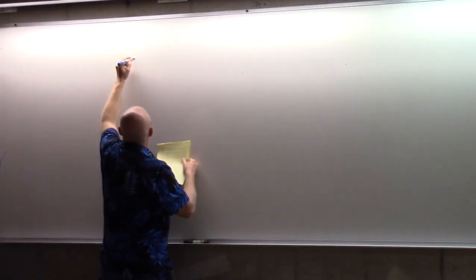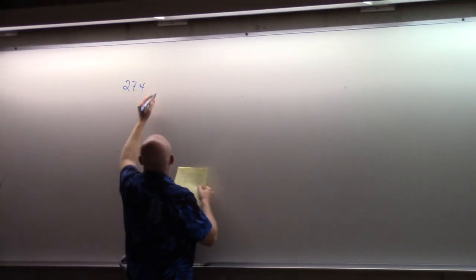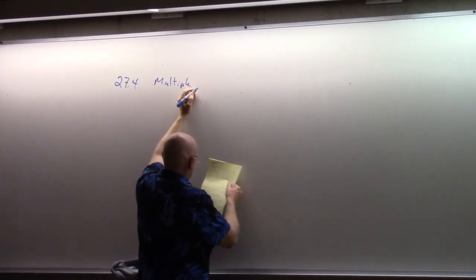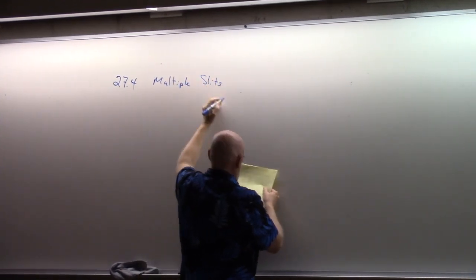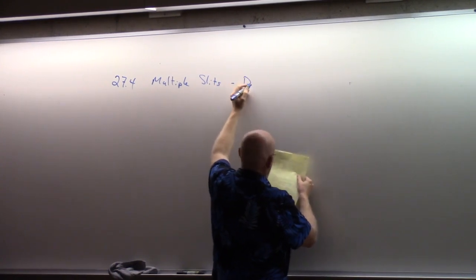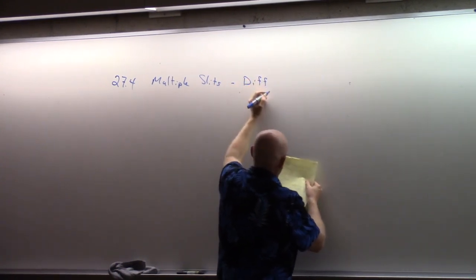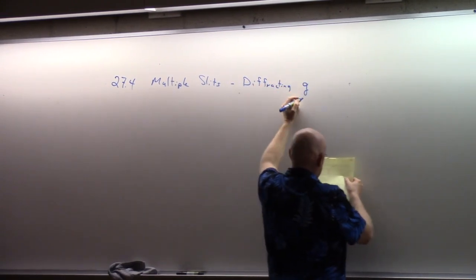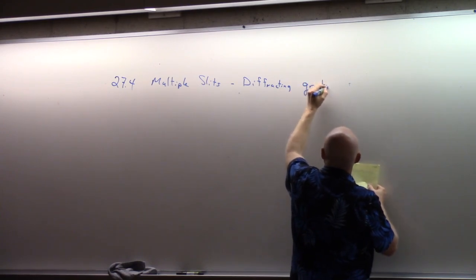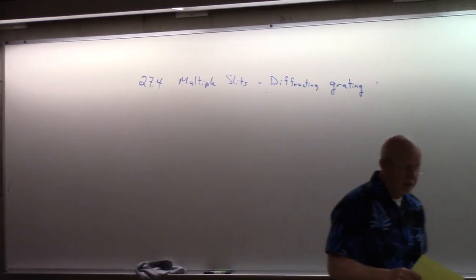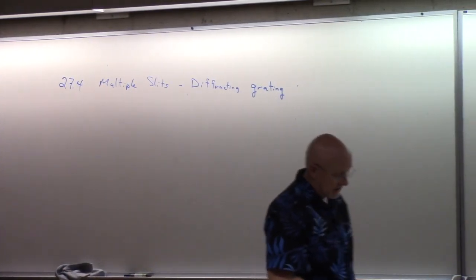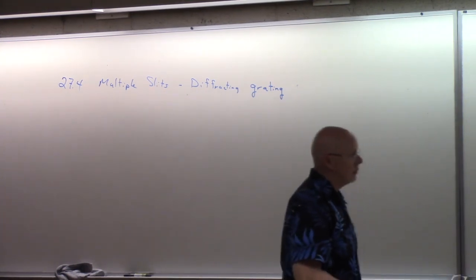And so the next section, 27.4, is saying, okay, let's take a scenario where you have multiple slits. This, by the way, is called then a diffraction grating. And so it kind of looks like a grate, right? It's got all these multiple slits, and hence the name diffraction grating.